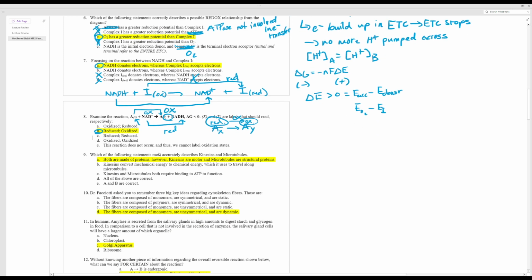All right, which of the following statements most accurately describes kinesins and microtubules? Remember, microtubules are composed of tubulin. They look like this.